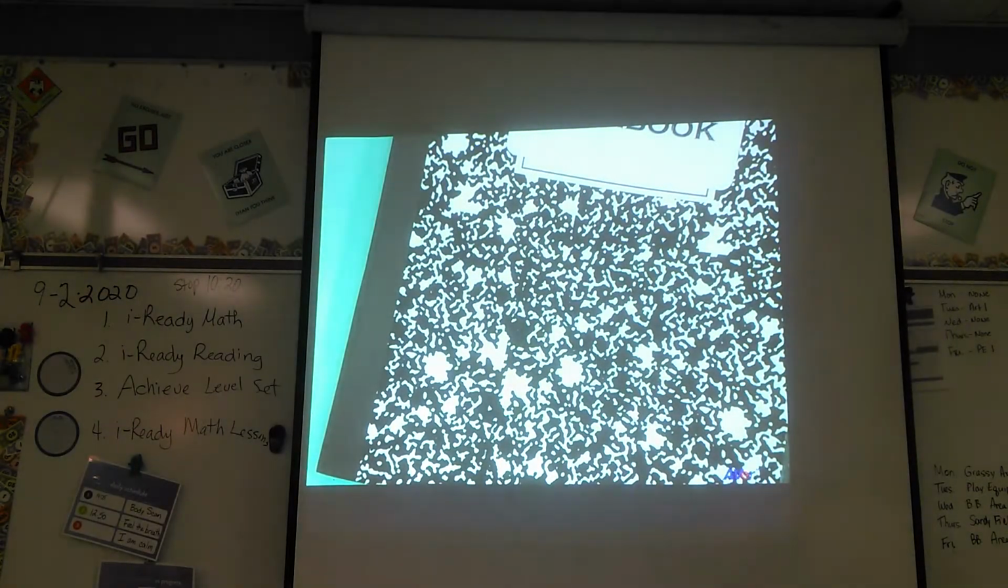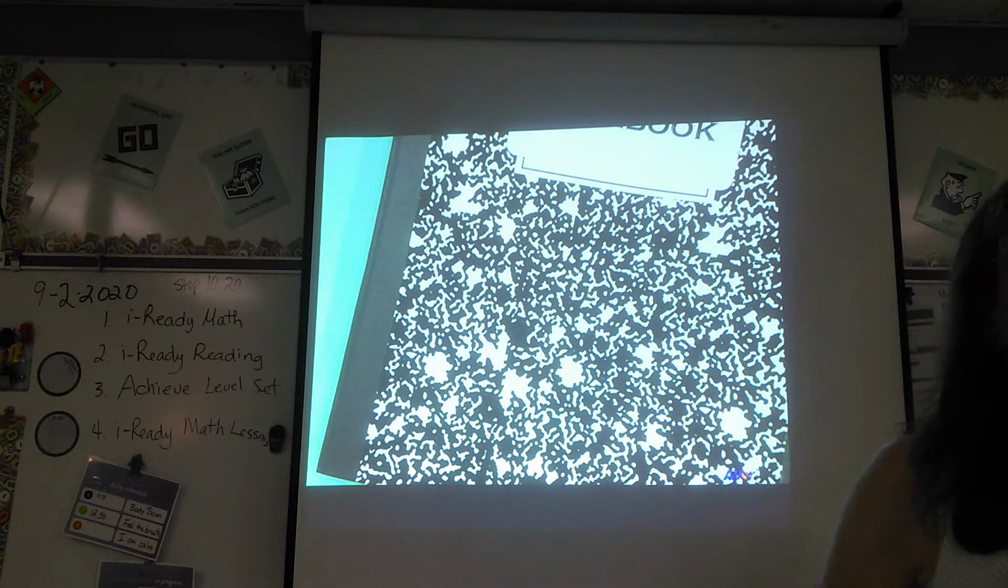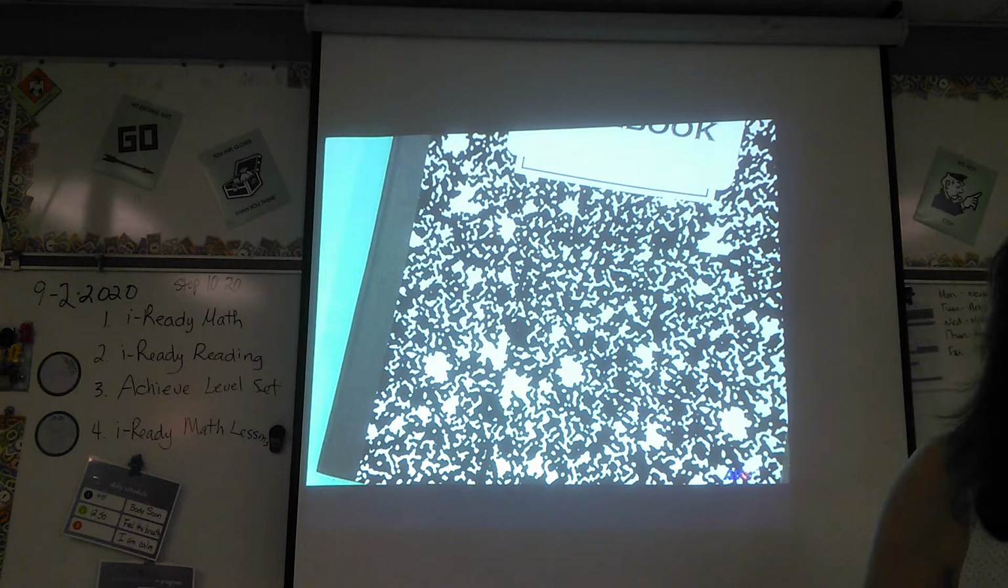Last time we had Writer's Workshop, we worked on learning how to write a hook. And we practiced several different types of hooks before we wrote our introduction. So now we're ready to write our first body paragraph.